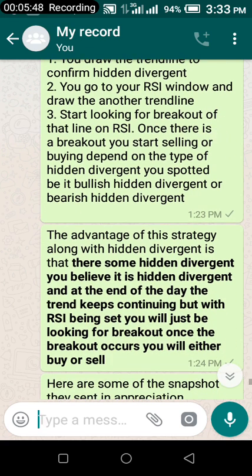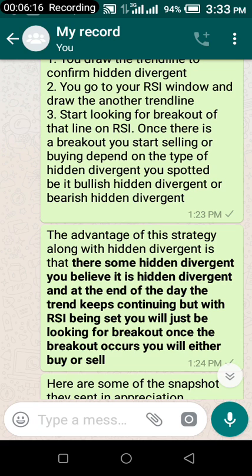Believe me, the advantage of this strategy along with hidden divergence is that when you spot a hidden divergence, at the end of the day the trend keeps continuing. With the RSI set, you will just be looking for a breakout, and once the breakout occurs, you enter a buy or sell. If the breakout does not occur, you leave it and look for another pair.